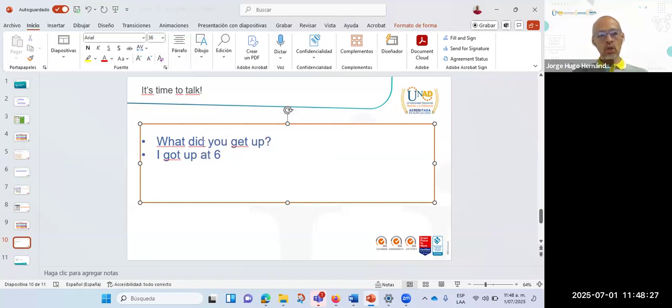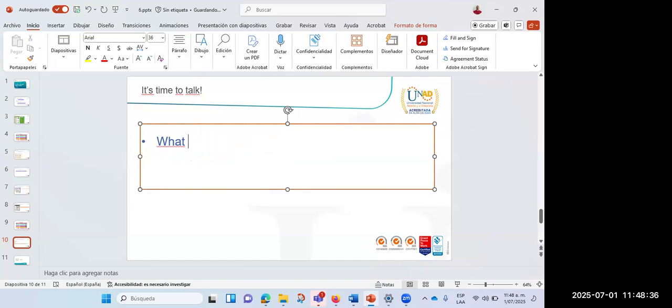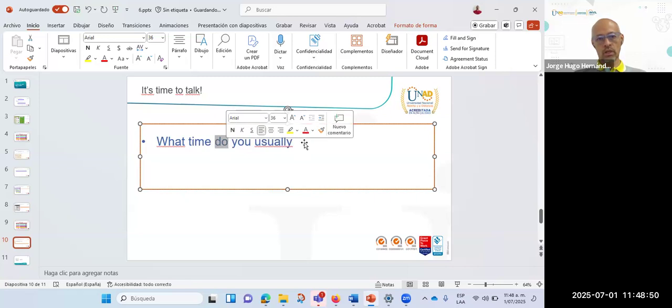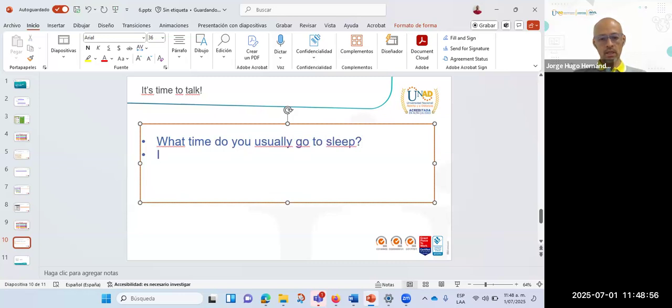Kiara, what time do you usually go to bed? I usually go to bed at 10 o'clock. Okay, that's right. In that question, we are using present, do. Do you usually go to sleep? So I say, I go to sleep at. That's right. Here, the auxiliary of present and the verb is in present. That's correct.